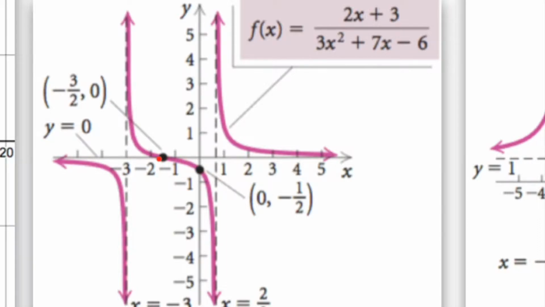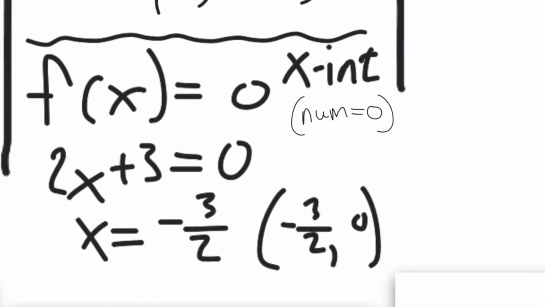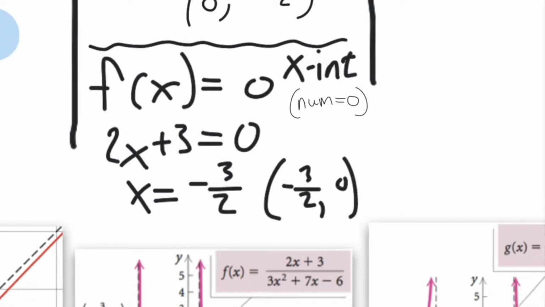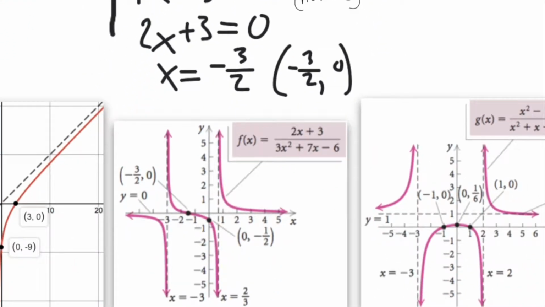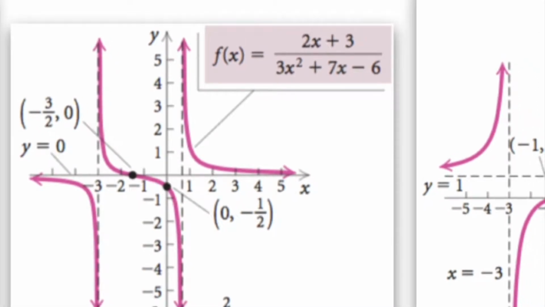But what about the x-intercepts? That's when the function itself is going to equal 0. Well, the function is going to equal 0 whenever the numerator is equal to 0. So here's the numerator. 2x plus 3 equals 0. And so then you subtract 3 from both sides, and then you divide both sides by 2. And you get negative 3/2 comma 0, which is right here. So this rational function is graphed.